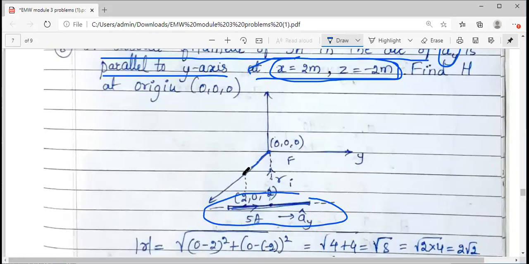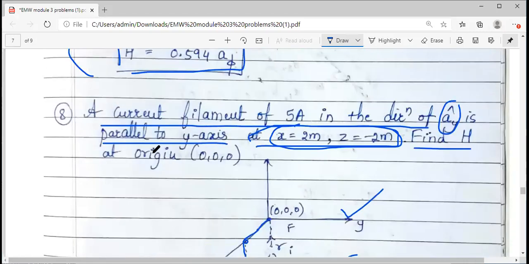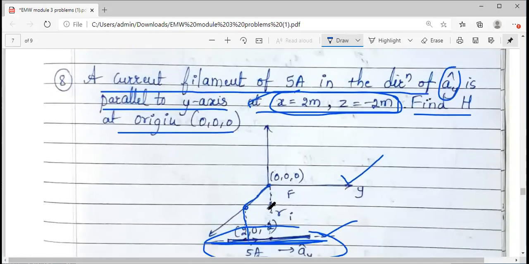See, I have done it here. If you move x by 2 units, there is no movement in y because the conductor is parallel to y. You have to take z as minus 2, so below you have to go minus 2. I have moved it, so somewhere here that current filament exists. The conductor is kept parallel to the y-axis. This is given. You need to find H at the origin.